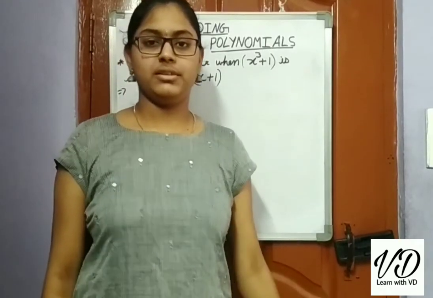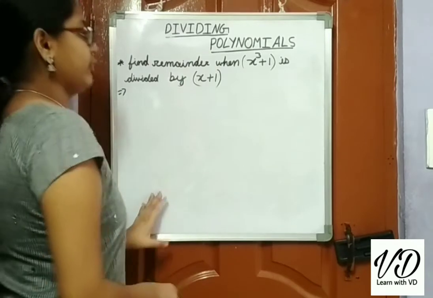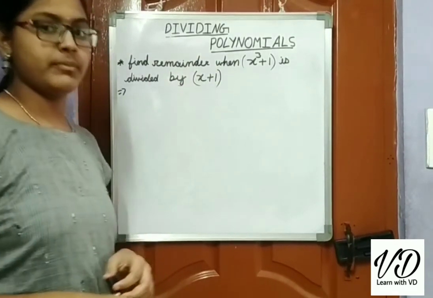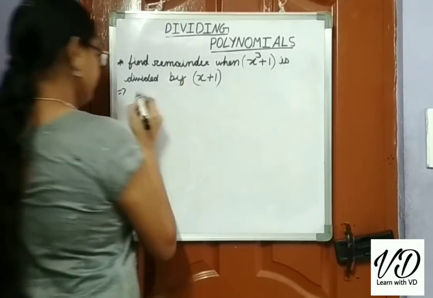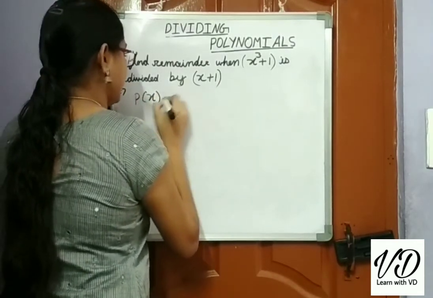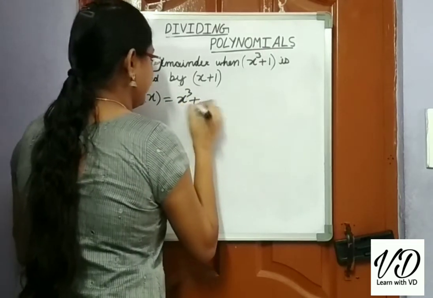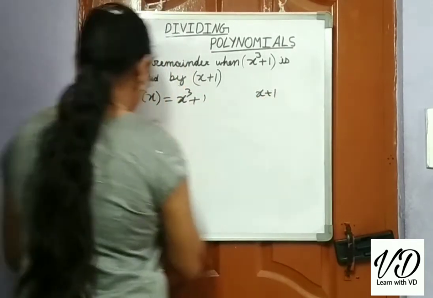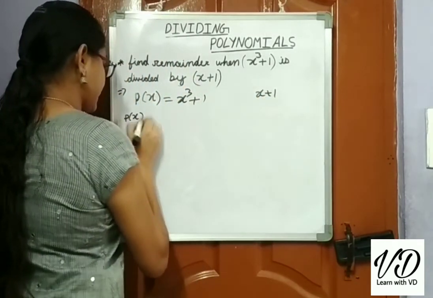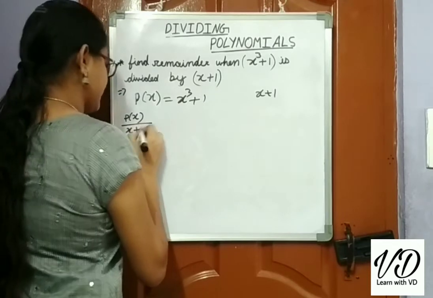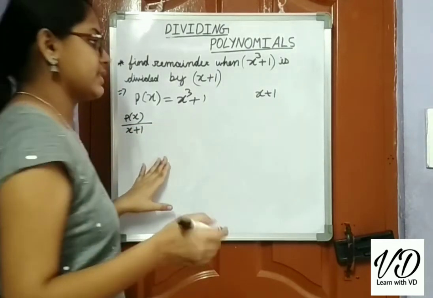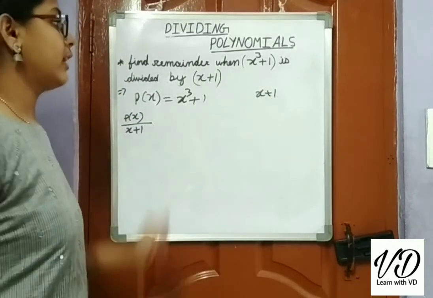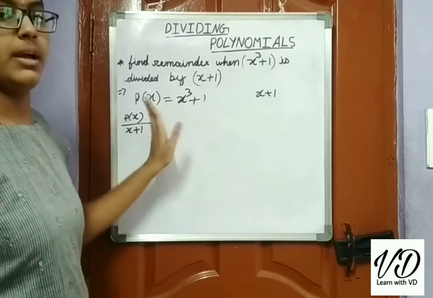Now let's try and solve this example. Find the remainder when x cube plus 1 is divided by x plus 1. Now let's try this with a shortcut method. Let's take p of x equal to x cube plus 1, and we need to divide it by x plus 1. The shortcut method is, if the zero of the divisor satisfies the polynomial, we can say that it is a factor of p of x.